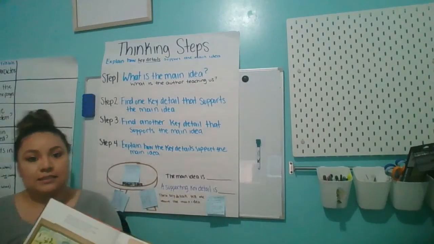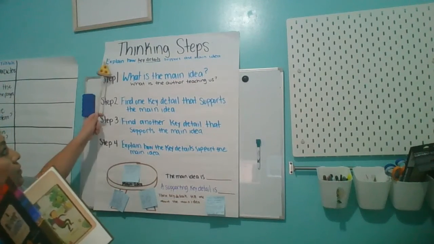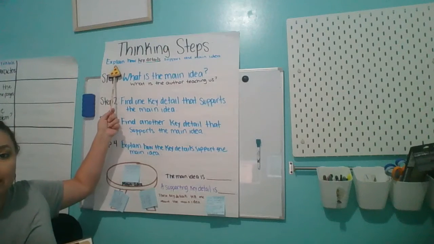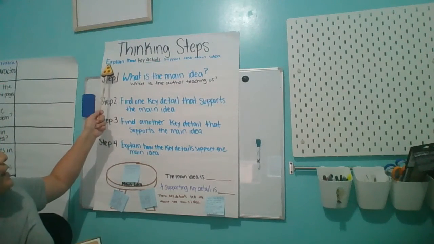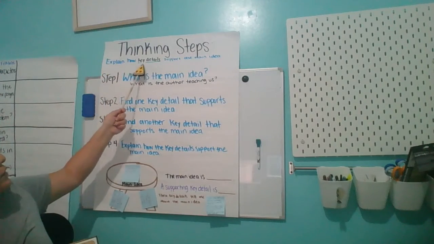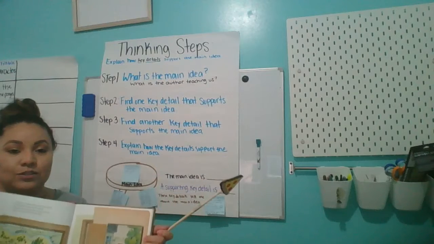So let's go ahead and look at our thinking steps chart. Our chart has our objective for today. Let's go ahead and review. Today it says, I can explain how key details support the main idea. All right, so let's get started.